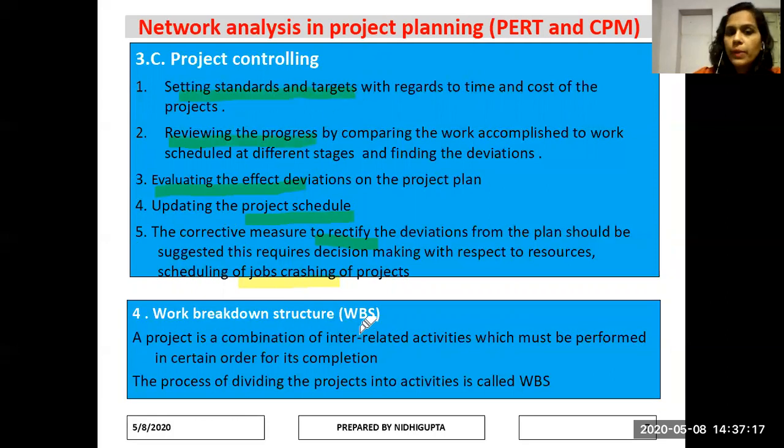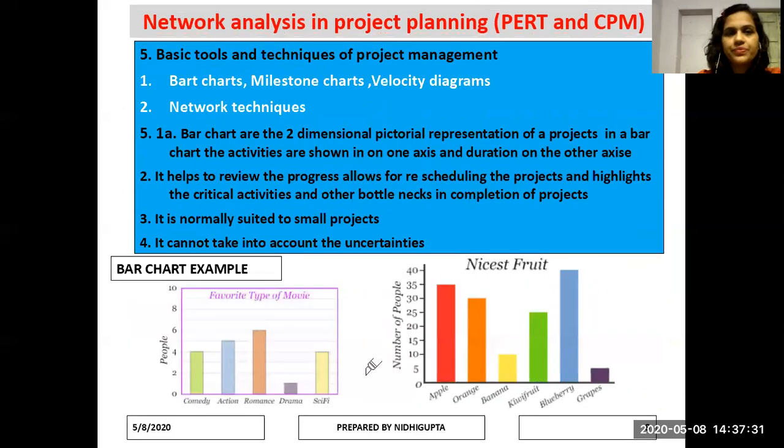Now, work breakdown structure. A project is a combination of interrelated activities which must be performed in a certain order for its completion. The process is divided into activities called work breakdown structure. Basic tools and techniques of project management: bar chart, milestone chart, velocity diagram, network technique.